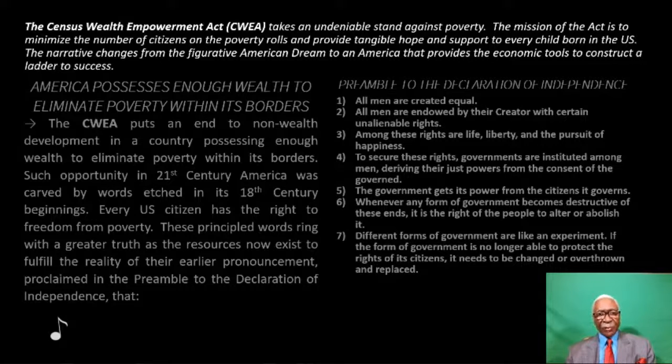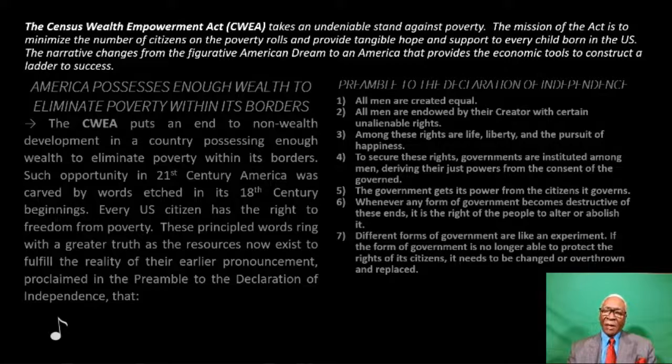The Census Wealth Empowerment Act, or CWE Act, takes an undeniable stand against poverty. The mission of the act is to minimize the number of citizens on the poverty rolls and provide tangible hope and support to every child born in the United States. The narrative changes from the figurative American dream to an America that provides the economic tools to construct a ladder to success.